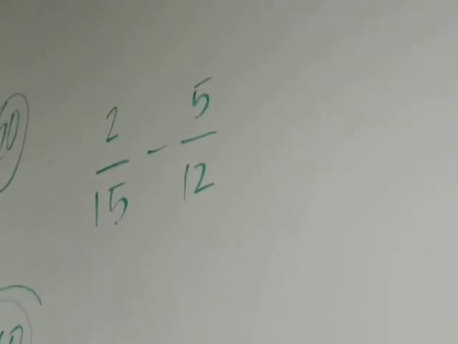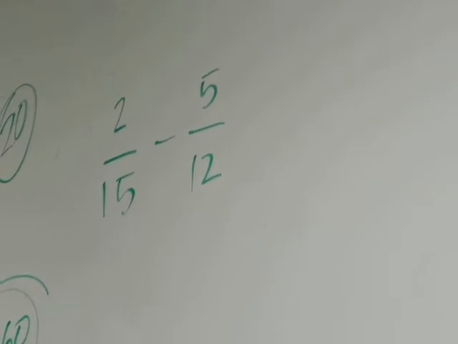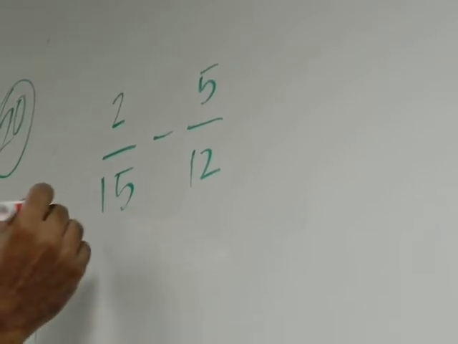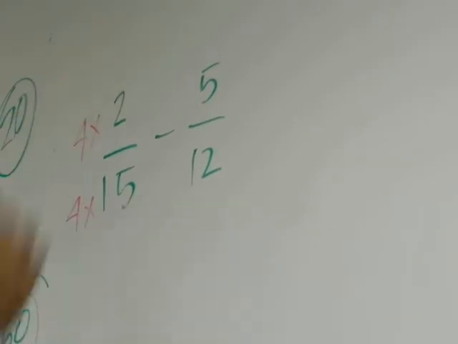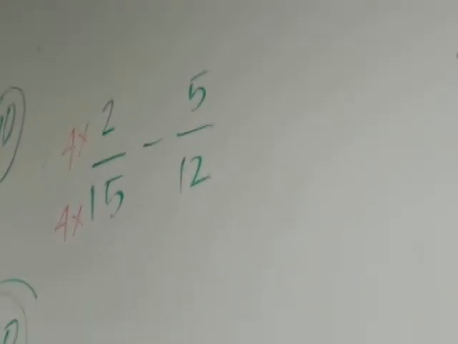So the first denominator is 15. What do we need to multiply 15 by in order to convert that into 60? What do we multiply 15 with? 4, right? So since we're multiplying the denominator by 4, we also have to multiply the numerator, right? And why are we multiplying both? In order to keep the original value of the fraction, right?